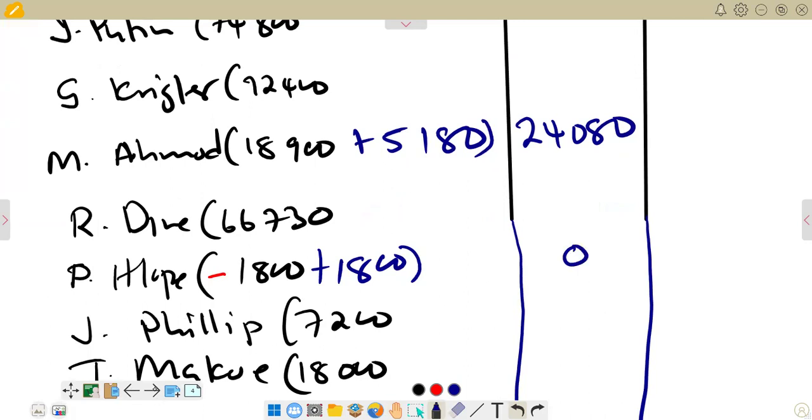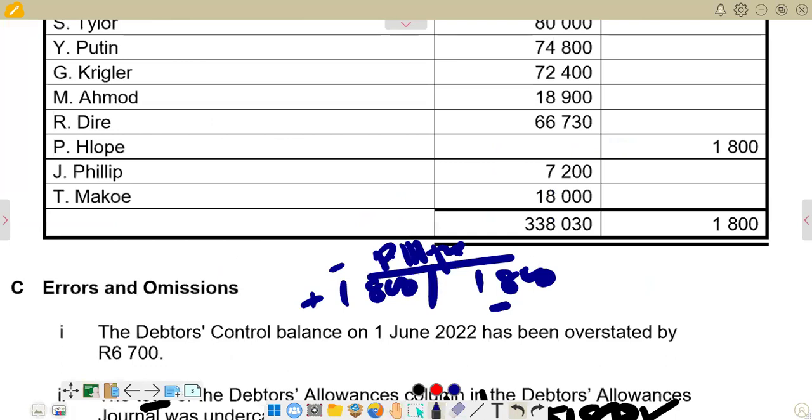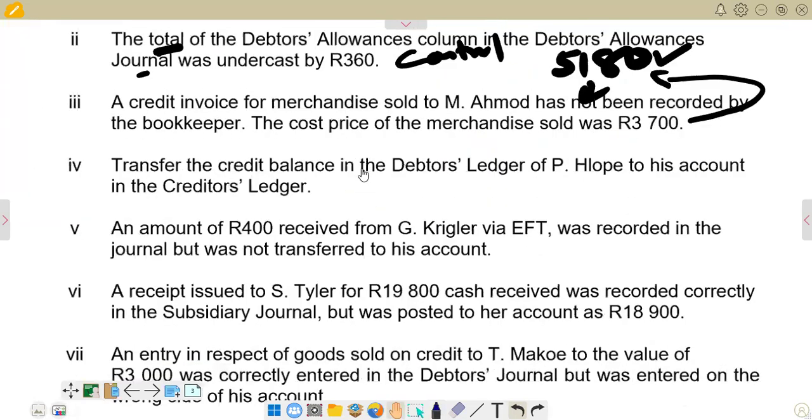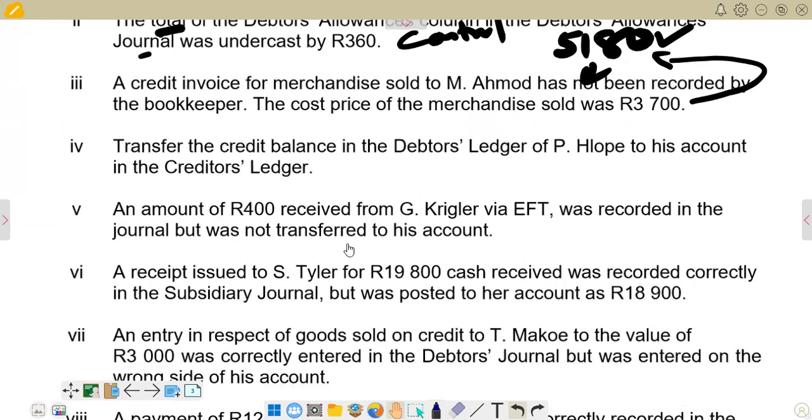So we go there again to check on the next item. If you go down, you see that now we are on item 5, which is saying an amount of 400 received from G. Krigler via EFT was recorded in the journal, but was not transferred to his account. So this was a payment that was made by G. Krigler, and in the journal it's there. It means the control was not affected, but the ledger account of G. Krigler was affected because it was not posted there.